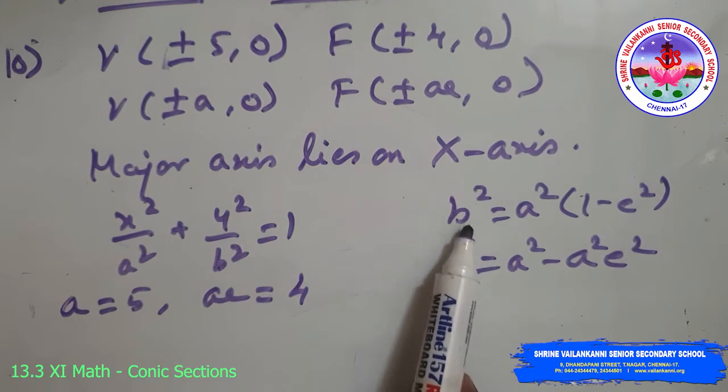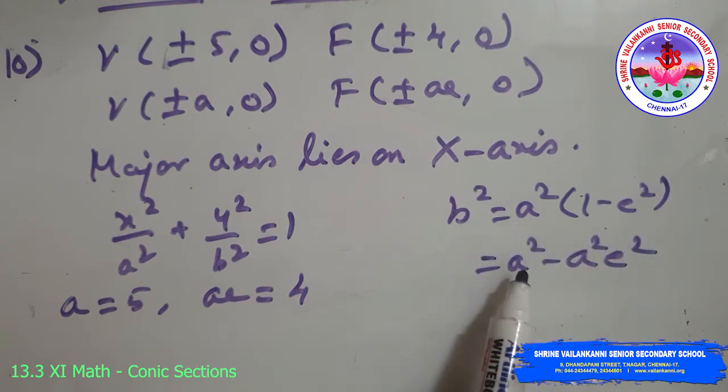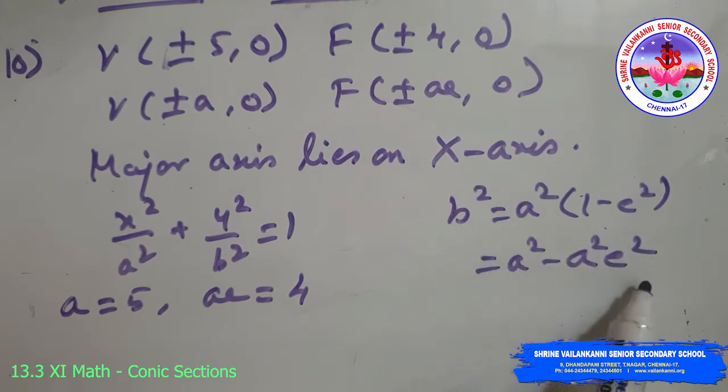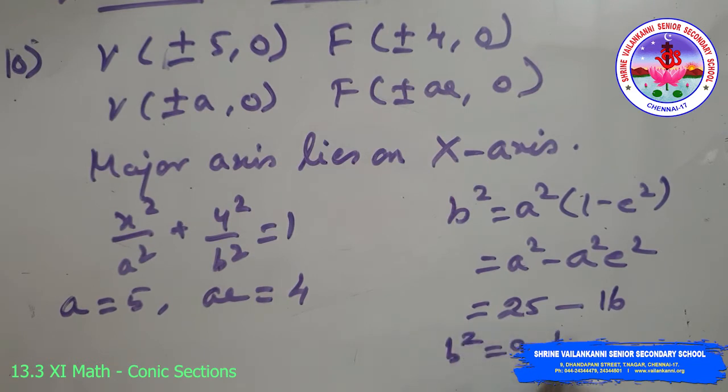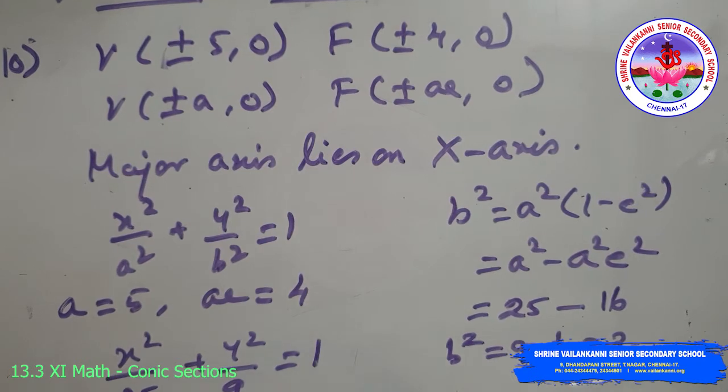So using the formula b square equal to a square into 1 minus e square, which is a square minus a square e square. So a square is 25 and a square e square is 16. So we get b square is 9. So b is 3. Then equation of the ellipse is x square by 25 plus y square by 9, which is equal to 1.